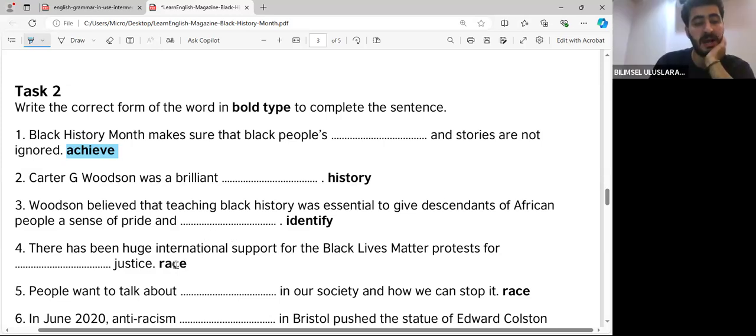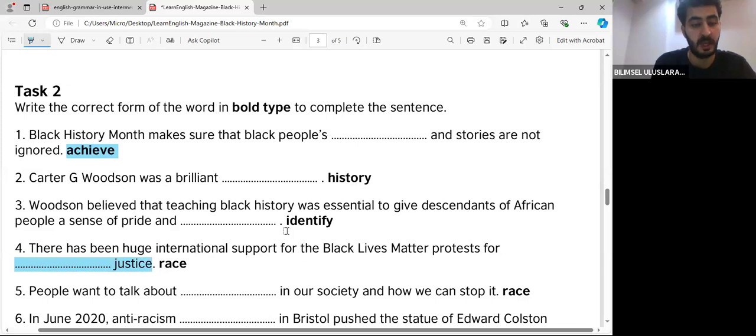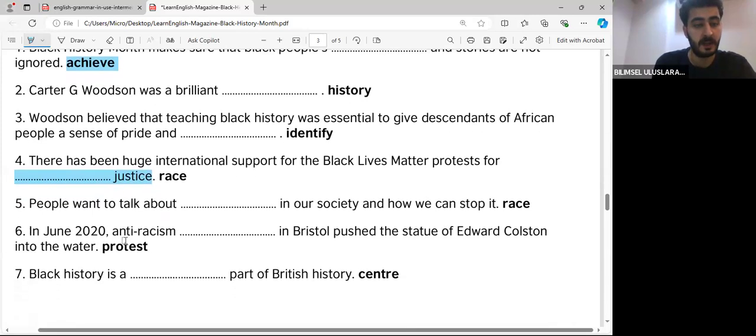Okay. Can you guys please look into this one? Racial justice. I want to know what part of speech is racial. Is it an adverb? I want you to look into it, okay? All right, number five, Miss Aziza.